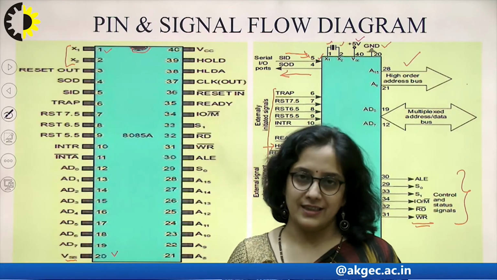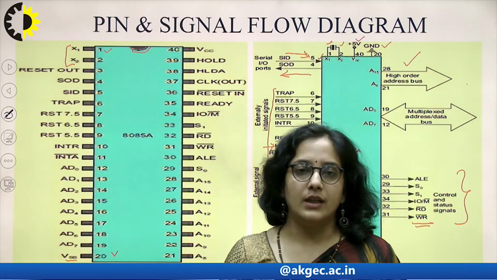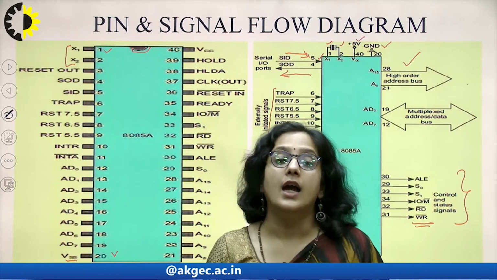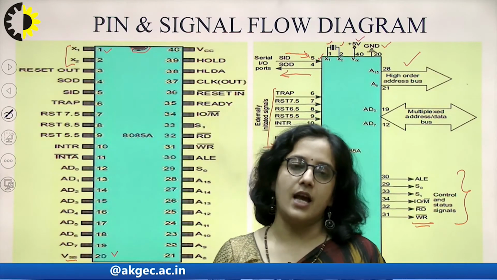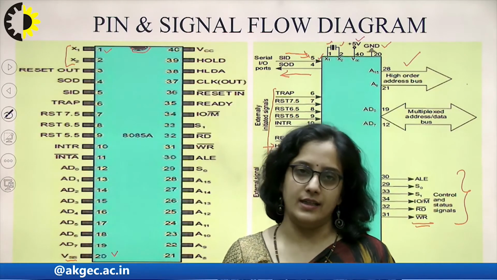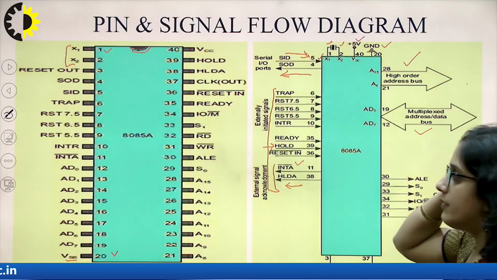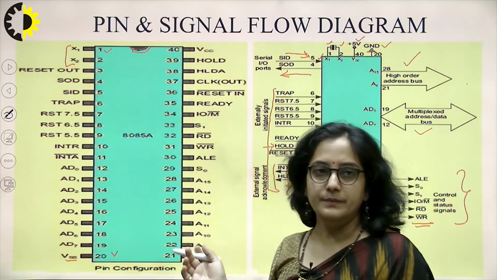So it needs an address bus and it needs a data bus. In the case of the 8085 microprocessor, the 8 data lines are multiplexed with 8 address lines. This is the multiplexing operation. We will see it in detail further.